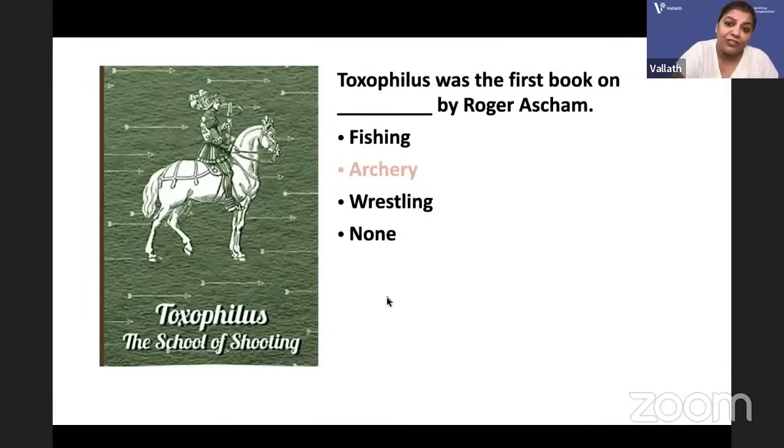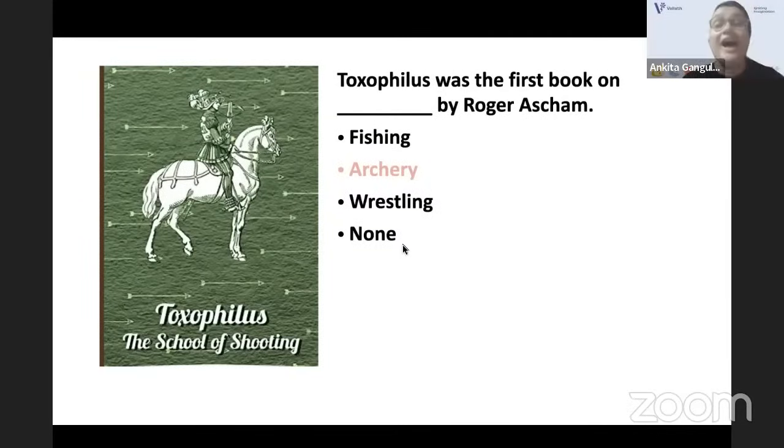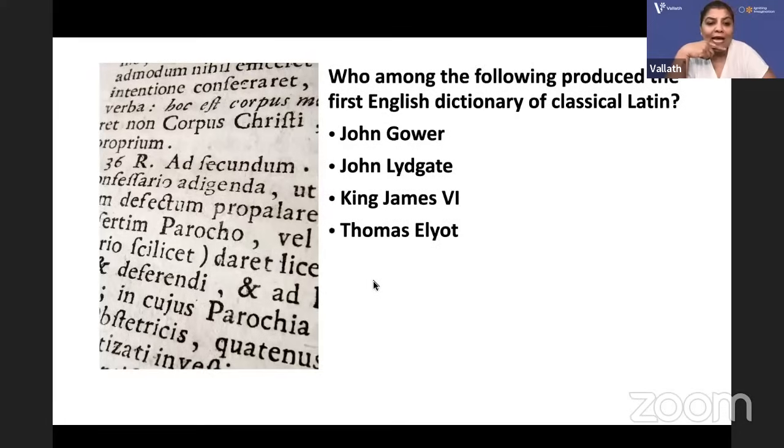Who wrote a book about fishing, Ankita? Do you remember? I think it was Isaac Walton. Isaac Walton wrote The Compleat Angler on fishing. That is right. Do you know which critic wrote about wrestling, Ankita? Roland Barthes. Roland Barthes wrote about wrestling. Did you know that? He was not a wrestler though.